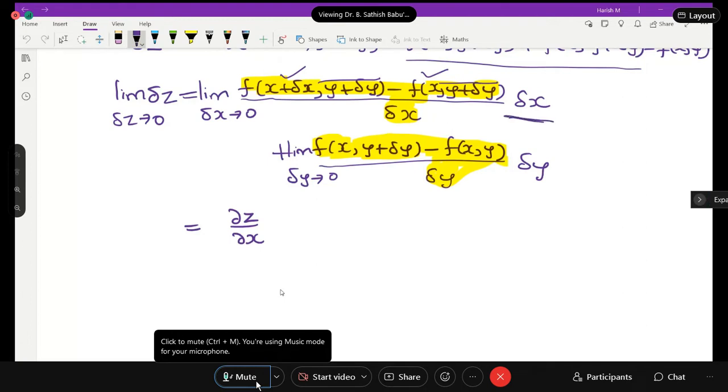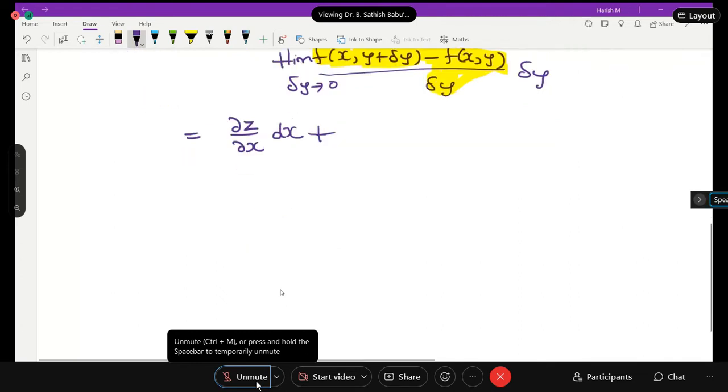What happens to this term? As limit delta x tending to 0, will it go to 0? Can I say it just becomes dx? Only one answer is yes.